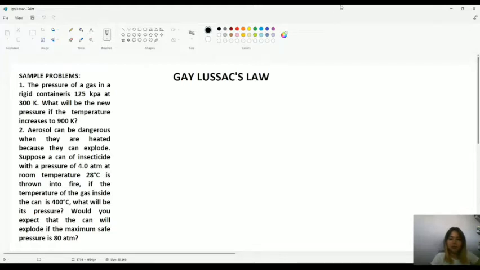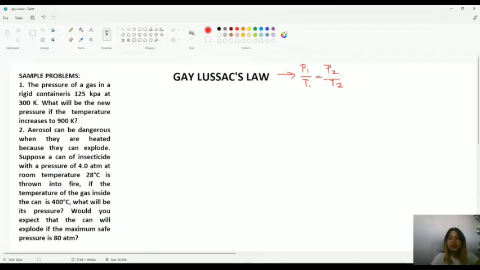So ilalagay ko lang yung formula dito. So here's the formula of Gay-Lussac's law: P1... So, ayan. Ito yung formula ng Gay-Lussac's law. The relationship between pressure and volume is Boyle's law yun. And relationship between volume and temperature, so Charles' law. And dito sa Gay-Lussac's law, it is the relationship between pressure and temperature.